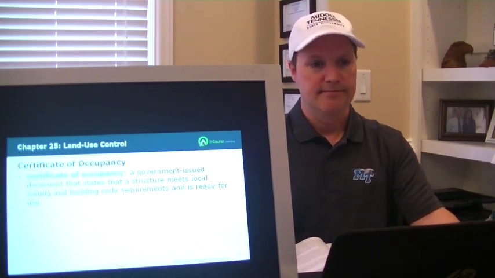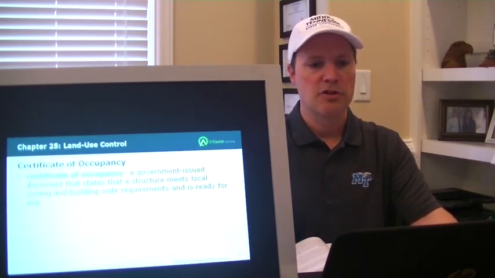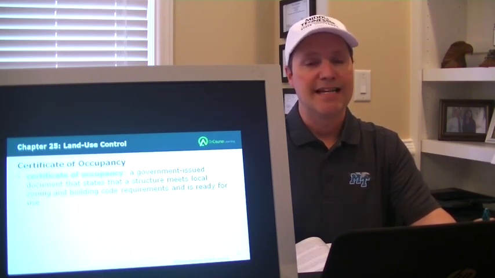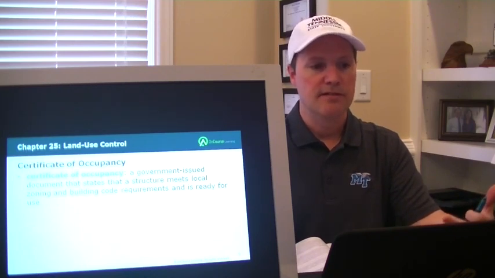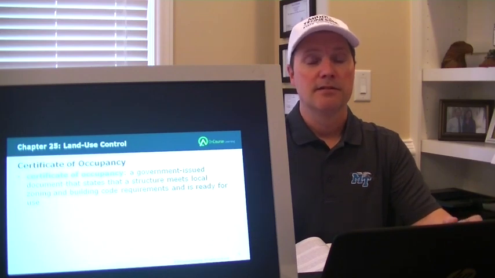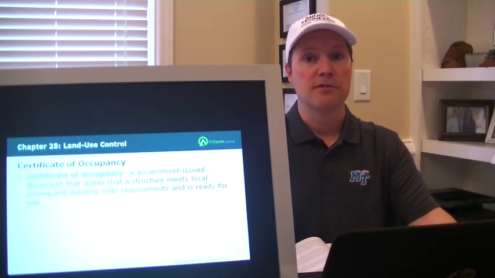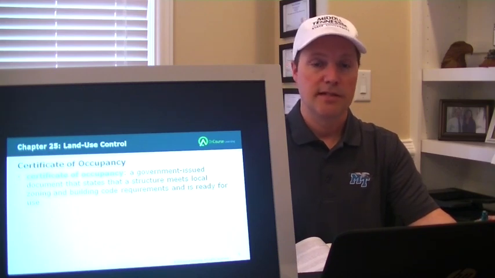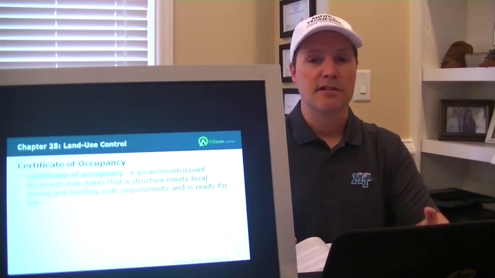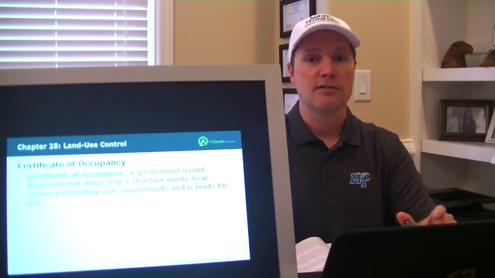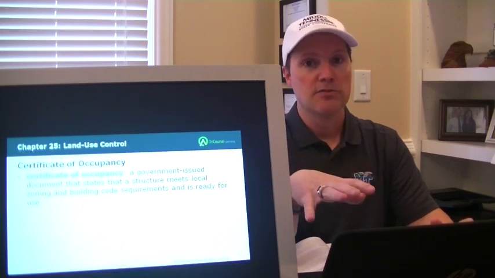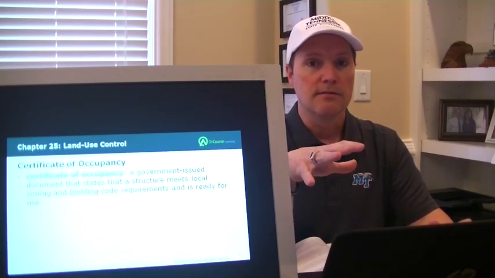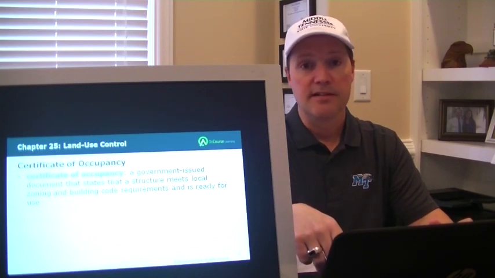Certificate of occupancy. Now, this is a government-issued document that states that the structure meets local zoning and building code requirements and is ready for use. Okay, so for any kind of new construction, you have to have a certificate. It's COO. Okay, the realtor will ask you, hey, did the COO come in for Mr. Joe's new house? And what that is, is a certificate saying yes, everything's been checked, looks good, and it's ready for occupancy. So very important. You cannot have a closing and close a loan for a house that doesn't have a certificate of occupancy at the time.